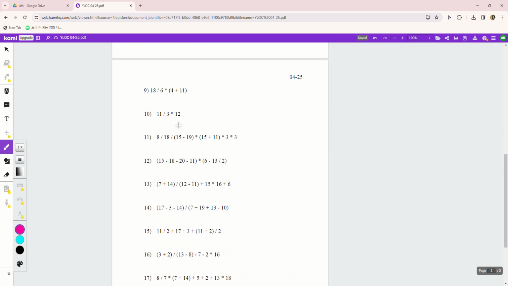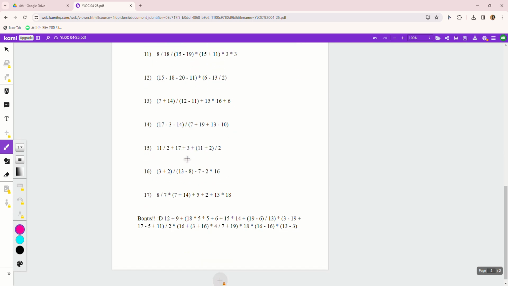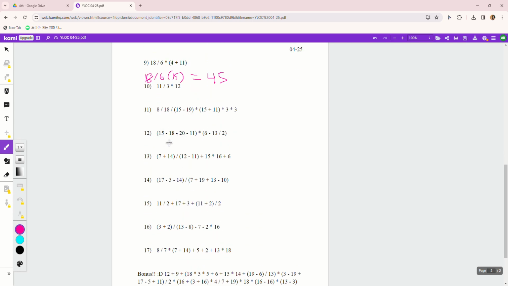Next is number 9. So first, you would have to do what's in the parentheses. So 15, and then you would have to multiply and then divide that, which gives you 45. Moving on to number 10, or a harder one, which is number 12.